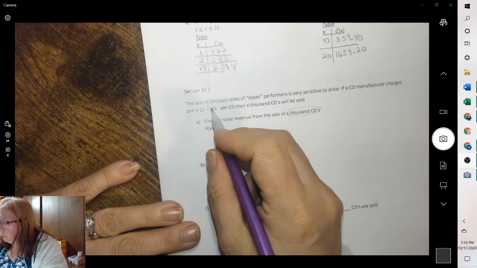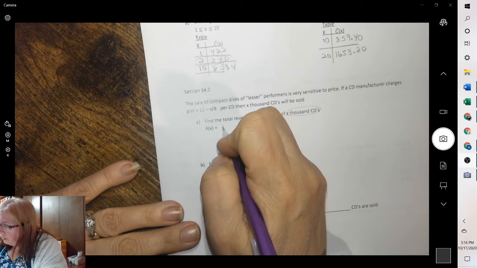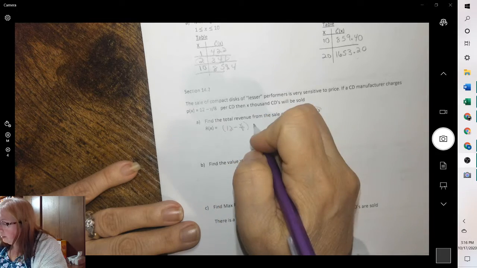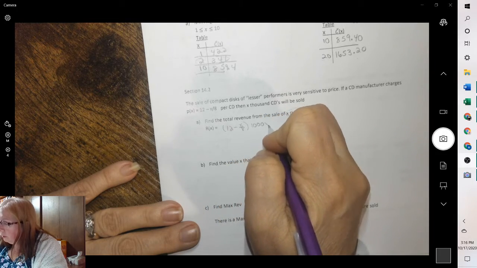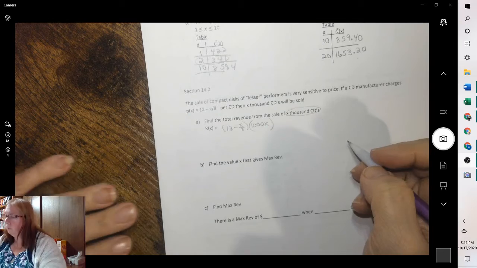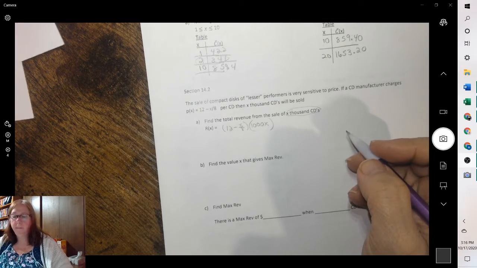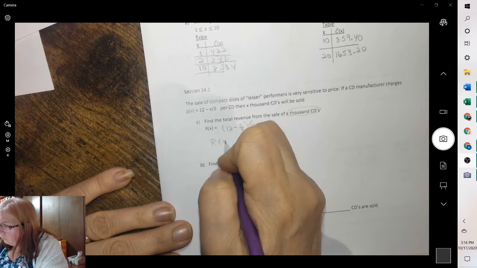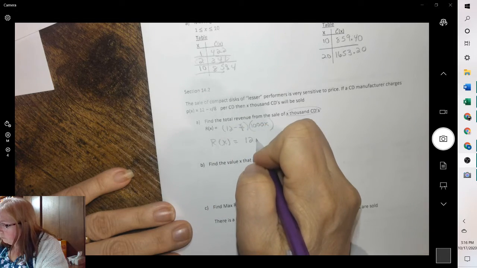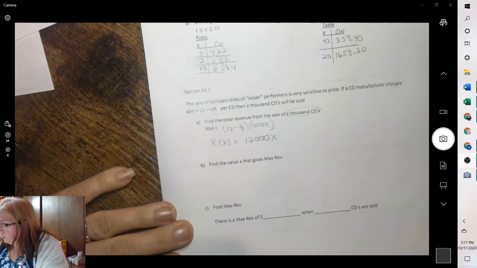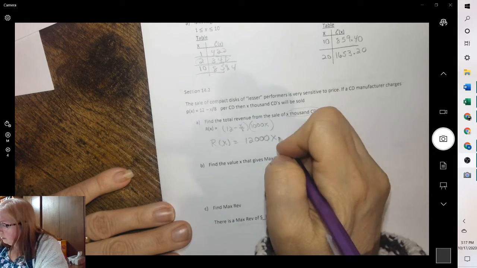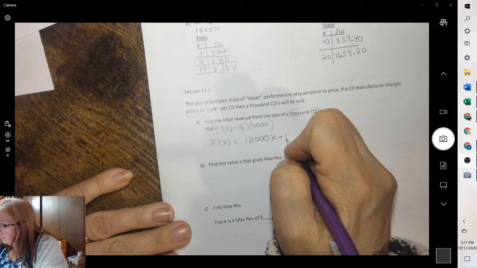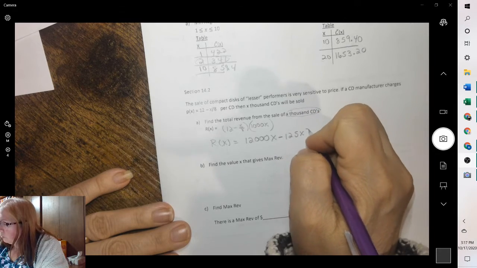Remember, revenue is price times quantity. My price is (12 minus x) over 8. My quantity is 1,000 CDs, or 1,000x. When we distribute that, we get 12,000x minus 8 goes into the 1,000, 125x squared.